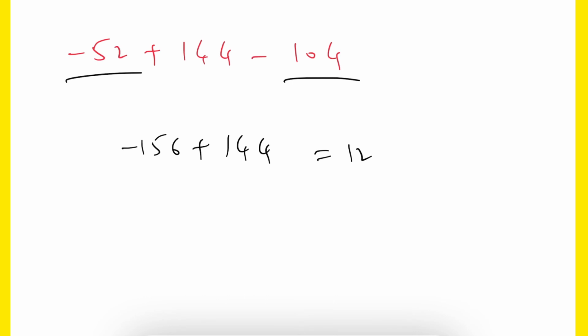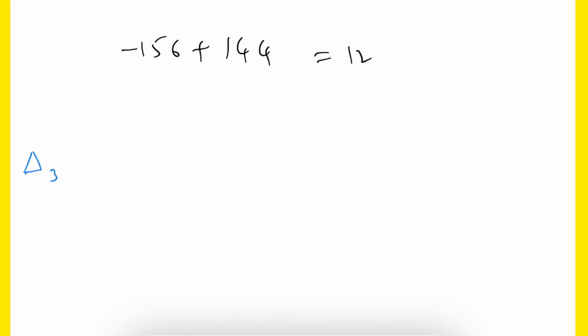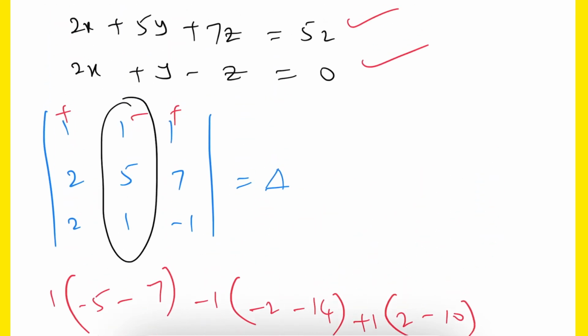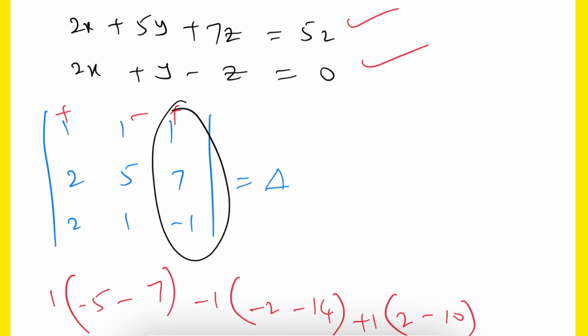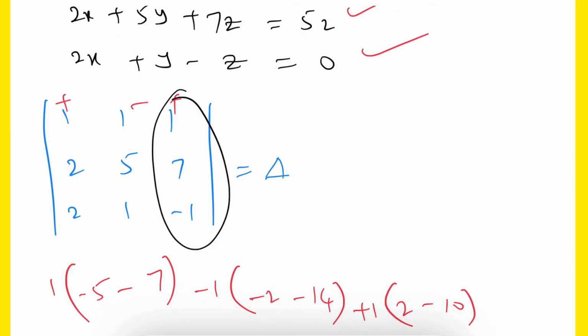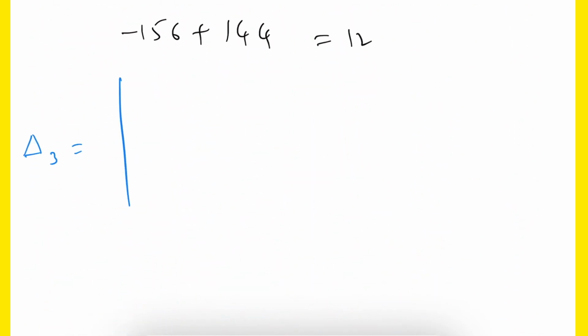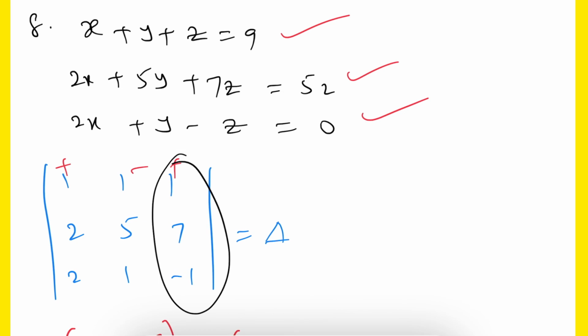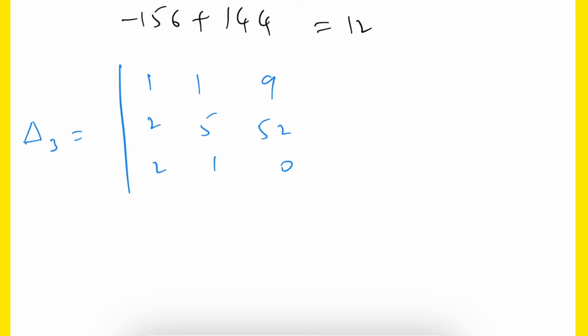Okay, next we need to find out delta 3. Delta 3 is nothing but the third column should be replaced, with the first column and second column as they are. Now the first column is 1 2 2 as it is, and the second column is 1 5 1, 1 2 2 1 5 1. Now the third column should be replaced. Here the third column is 1 7 minus 1, that should be replaced with 9 5 2 0. So the third column will be 9 5 2 and 0.